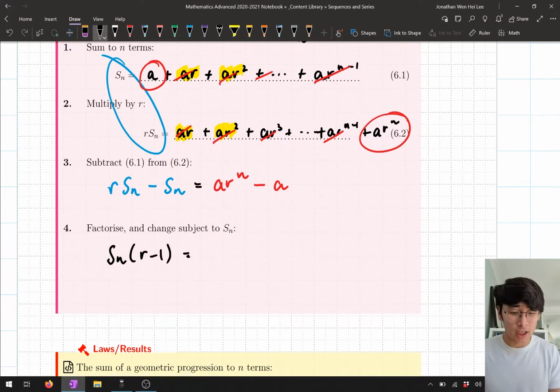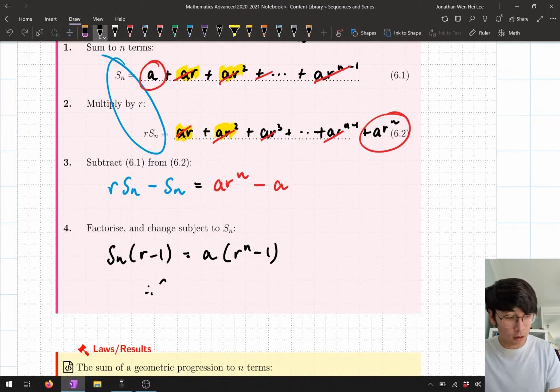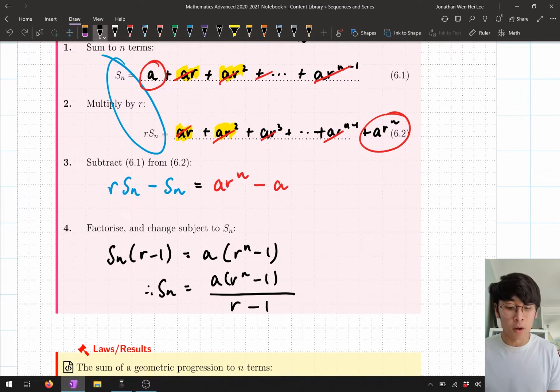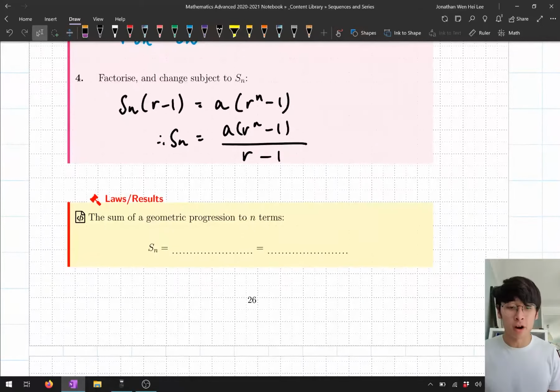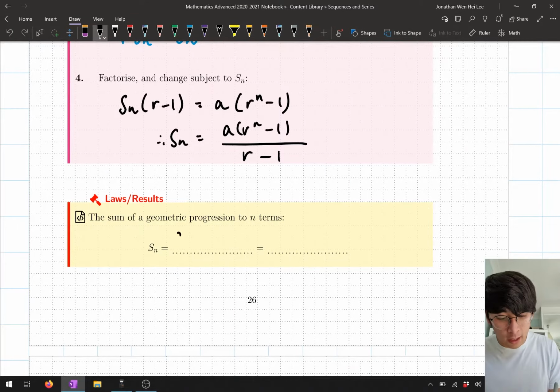On my right-hand side, I have this common factor of a, the starting term, and I can factorize that out. So therefore, when I rearrange this, S_n is going to equal a times (r^n minus 1), in brackets, divided by r minus 1. This is the formula we're going to use for the sum of a geometric progression: a, our starting term, times (r^n minus 1) over (r minus 1).